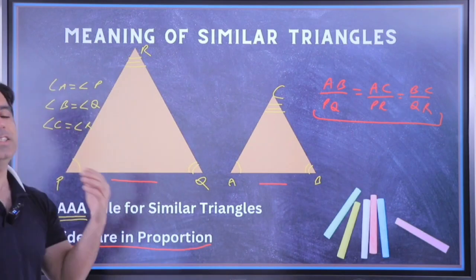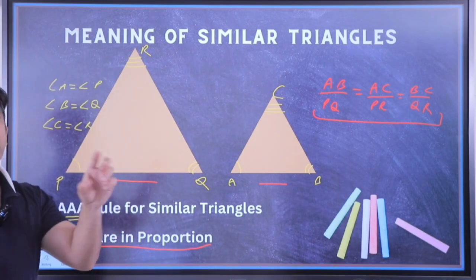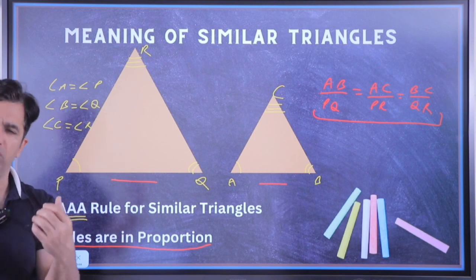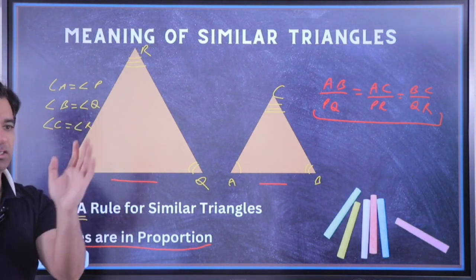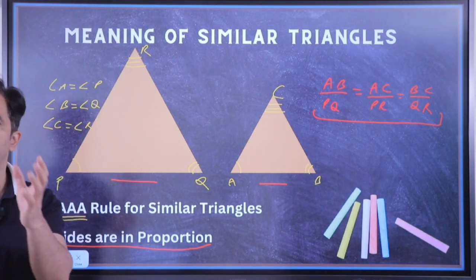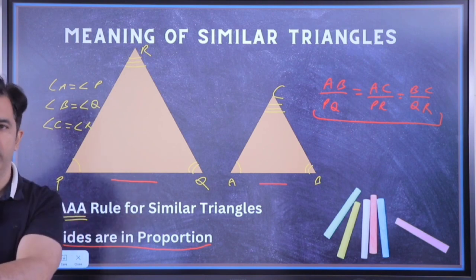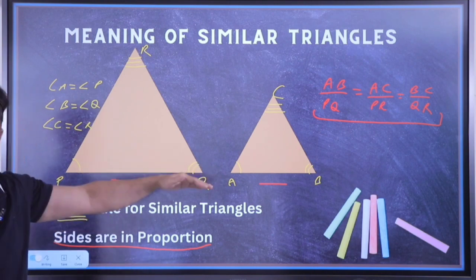So if two triangles are similar, we know that the angles would be the same in both the triangles. This is a given. And the sides would be in proportion. Why? Because it is just the expansion of the original figure. Then the sides would be in the same proportion.